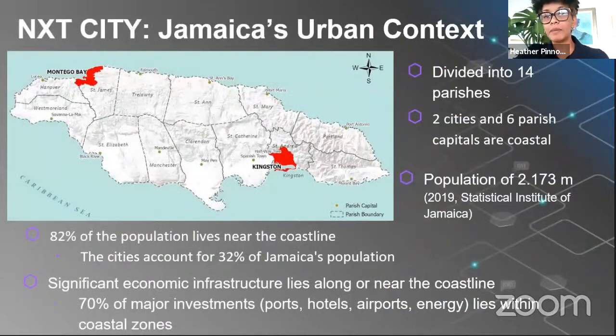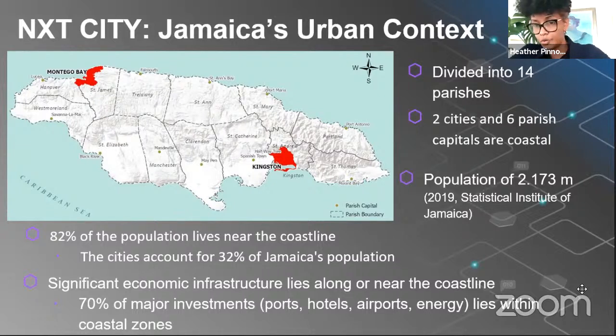So let me start by talking quickly about the Jamaican context. Jamaica is a small island developing state, and we are divided into 14 parishes, as you can see here on this map. The two cities that we have existing are Kingston and Montego Bay, one on the southeast coast and one on the northwest coast. You will note that they are both coastal cities. We have six parish capitals beyond Kingston and Montego Bay that are clearly coastal towns. And this is an important consideration when you look at Jamaica's development and planning for long-term climate resilience.